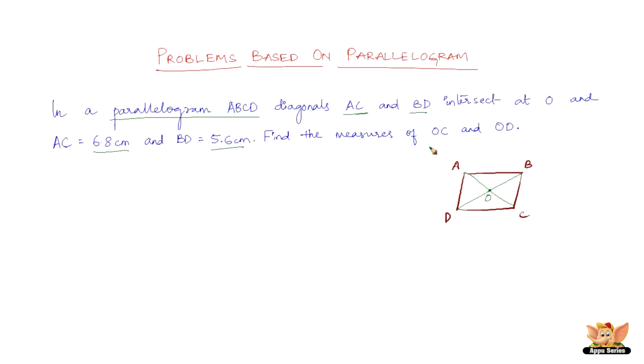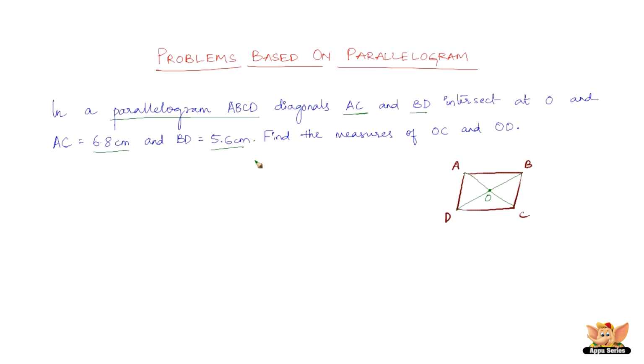Now what this property says is that the two diagonals bisect each other, which means AC cuts BD into two equal halves and BD cuts AC into two equal halves. So therefore, O becomes the midpoint of AC as well as BD.